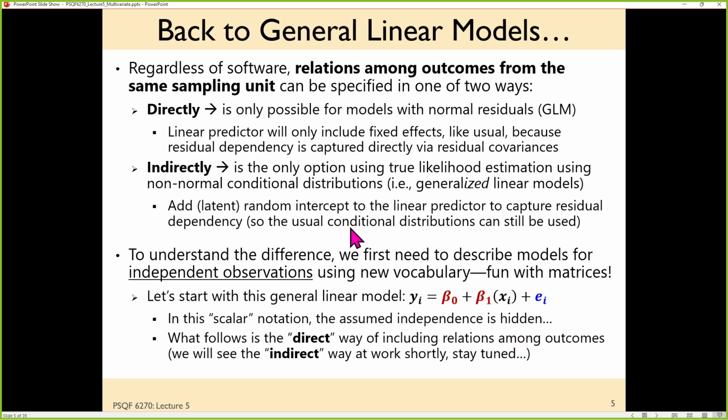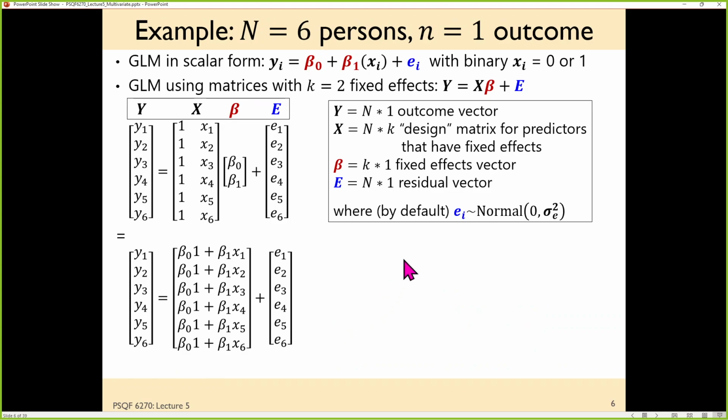So to understand the difference between these, we have to do a little bit of new vocabulary and a little bit of matrices. Not a lot, because I don't like matrices, but just a little bit to describe what's happening under the hood here. So let's say that we have this general linear model here. I call this scalar notation because it's written so that you can directly see what's included. First off is the direct way of incorporating correlated residuals. Let's say that we have 6 people and each person only has one outcome, so just starting with our usual independent observations.